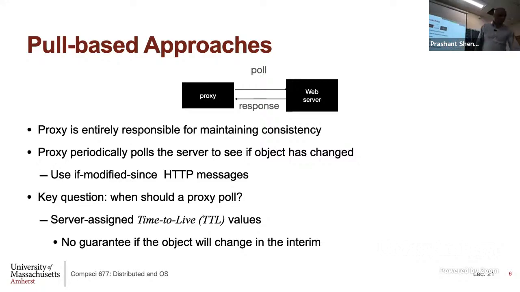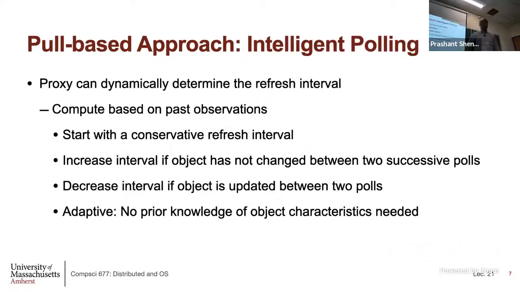Okay? All right. So can we do better in terms of allowing the proxy to figure out how frequently to poll a web page? Right. So that's the question. And here is one idea of what we call intelligent polling. So here the proxy can dynamically decide the refresh interval. Okay? Here's how it will work. It's a completely empirical method.